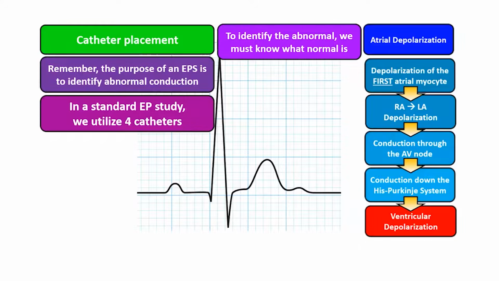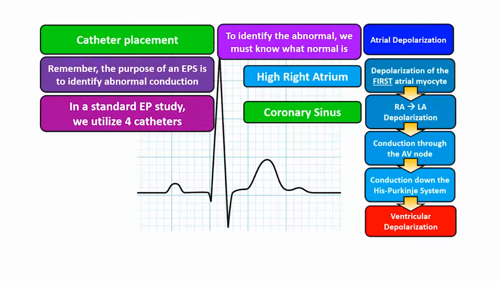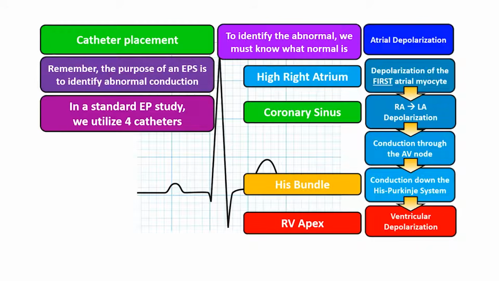In a standard EP study, we utilize 4 catheters. These catheters are placed to help evaluate for normal conduction and activation of the heart. We place catheters in the high right atrium to help approximate the SA node, in the coronary sinus to give us a marker of left atrial activation without the need for a transeptal puncture. We place a catheter across the tricuspid valve annulus in the region of the HIS bundle. And last but not least, we also place a catheter in the RV apex to give us local information and pacing capabilities from the right ventricle.